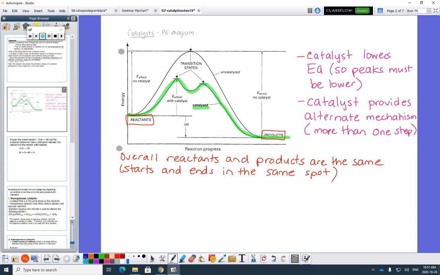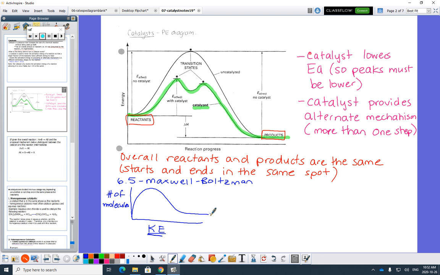Okay, so another diagram we did with energy. What I want to just do is make a sketch, okay? So in 6.5, we did Maxwell-Boltzmann, which was the normal distribution one. If you don't have a lot of space, don't worry about it. Just make a little sketch. The big thing is that energy was down here and the number of molecules was on the side. And it looked something like this. It doesn't really matter.